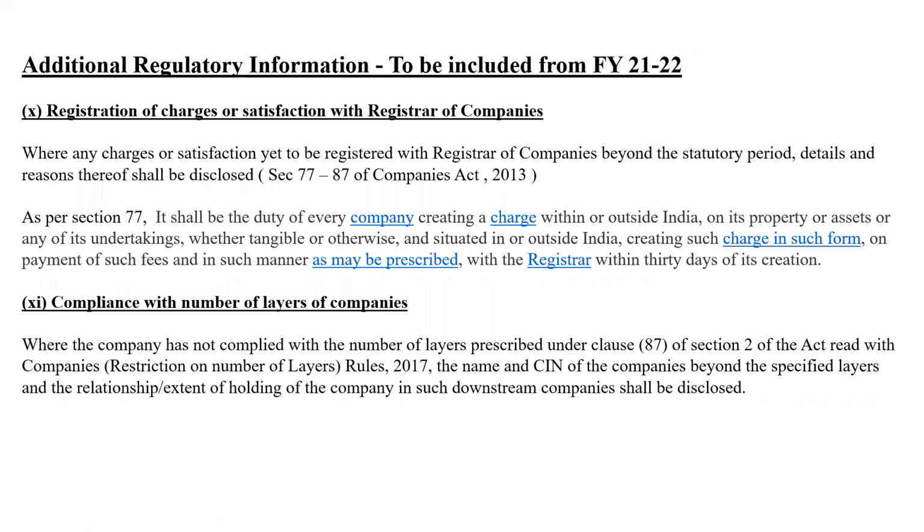Now the next change is, if there is any registration of charges or satisfaction with ROC, from section 77 to section 87 of the Companies Act 2013, if charges have been registered with ROC, in that case it is to be disclosed in the financials. And another one: if there are layers of companies, and the number of layers is not complied with section 2, in that case the name and CIN of the specified layers are to be provided.